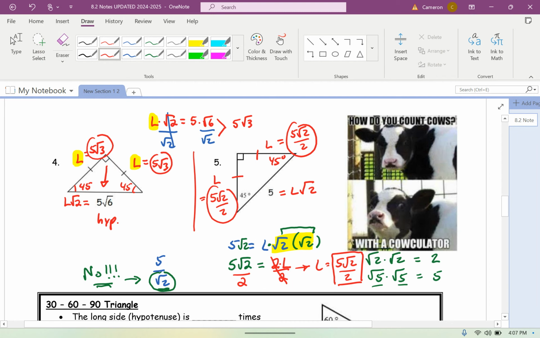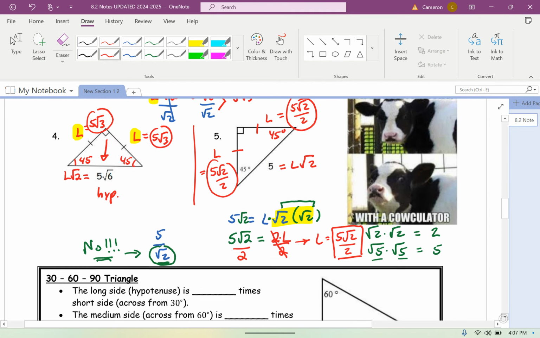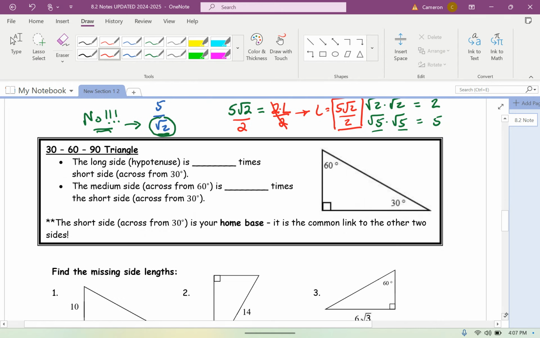So that kind of sums up the 45, 45, 90. The other special one that you saw in the intro activity was the 30, 60, 90. The side across from 30, just so we're clear on different side lengths, is the short side. The side across from 60 is the medium side. And then, of course, the hypotenuse is going to be the longest side of the triangle.